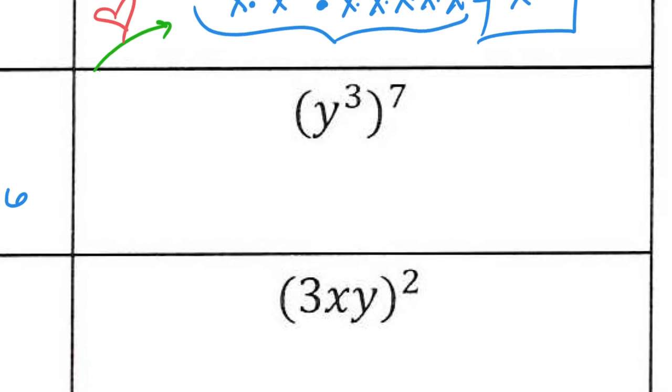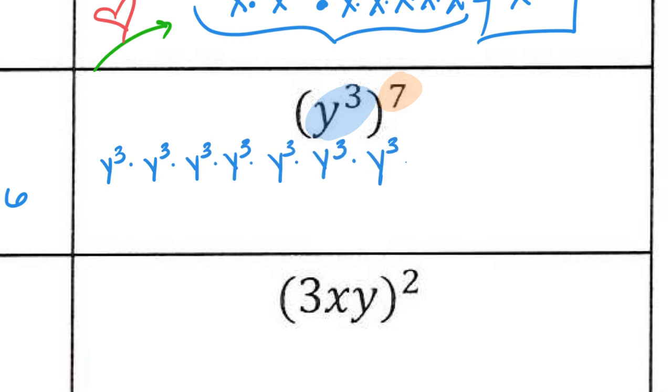So again, let's look at one that includes a variable. I have a group of things, in this case y cubed, that has to be written down 7 times. So y cubed, y cubed, so I have my group written down 7 times. If you needed to go through and break each one of these y cubes down, you could.